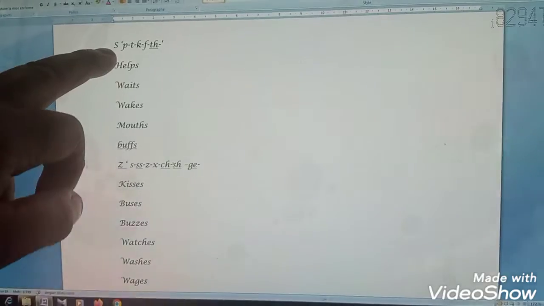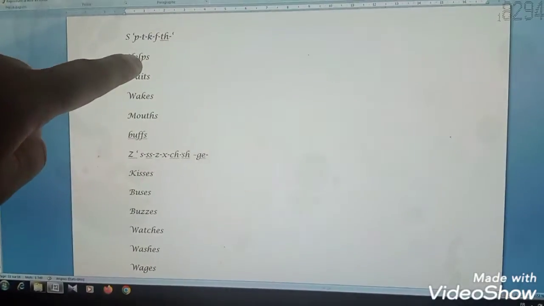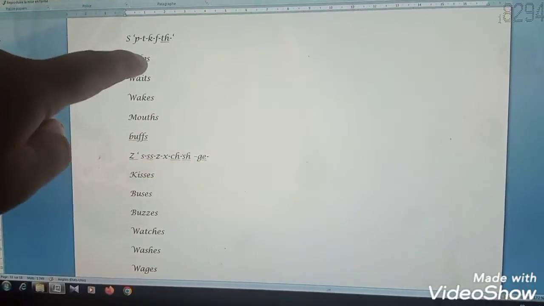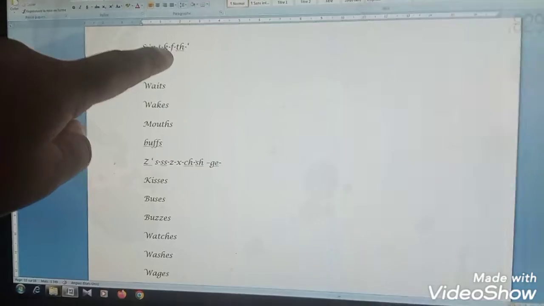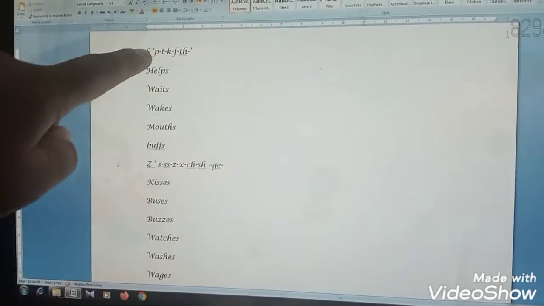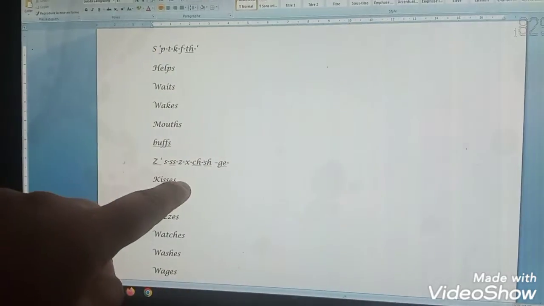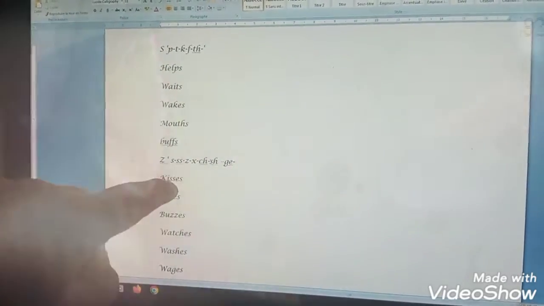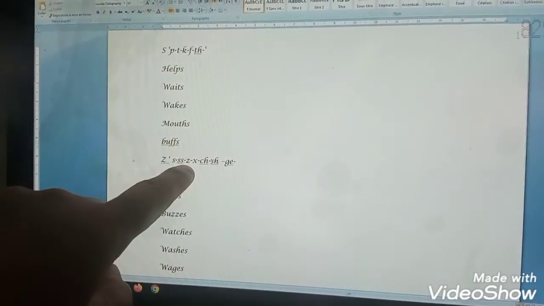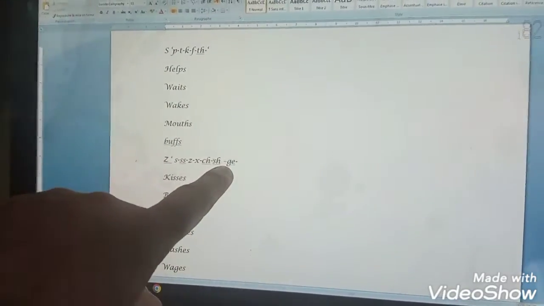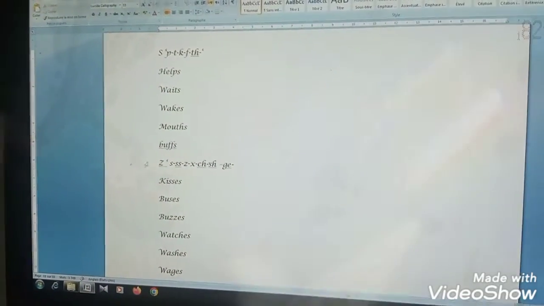The final S, for example, when we have a letter before the S, it is P, T, K, F or Th, it's pronounced S. When the letter that precedes the ES is double S, X, Z, C, H, S, H and J, it's pronounced is.